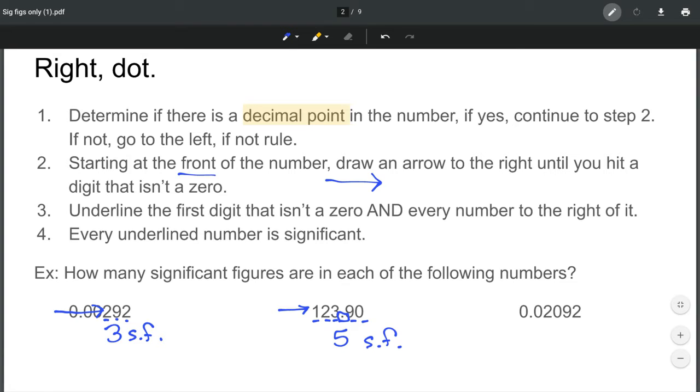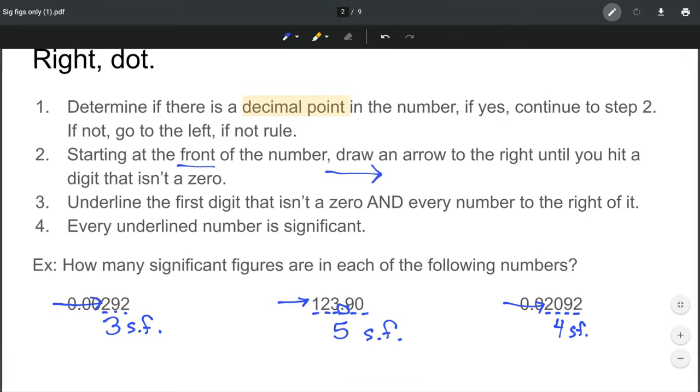All right, take a look at that last one and see if you can come up with it on your own. All right, so this one has 4 sig figs because if I draw the arrow in, the 2 is the first number that is significant and then everything else after it as well.